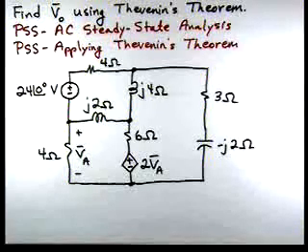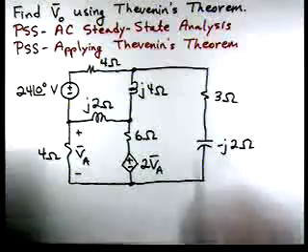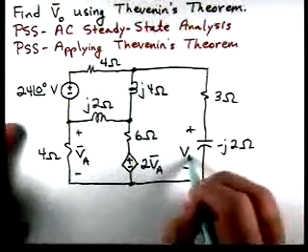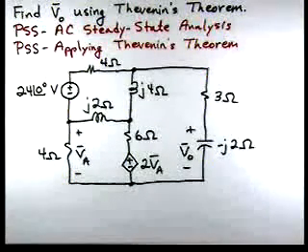And this problem wants to find V0 using Thevenin's theorem. And if we look in our circuit, V0 is the voltage across this element. We're going to utilize a problem-solving strategy entitled AC steady state analysis and then applying Thevenin's theorem.